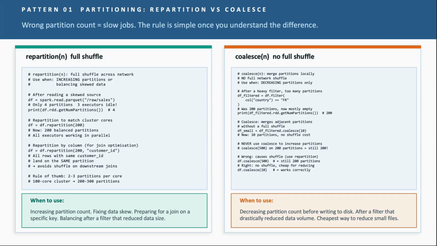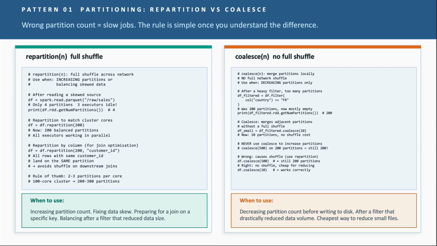So here in the left panel, repartition N performs a full shuffle across the network. Every row is hashed by its partition key and sent to a new partition. It's expensive, it's a network operation, but sometimes that's exactly what you need. Use repartition when you are increasing the partition count to match your cluster cores.